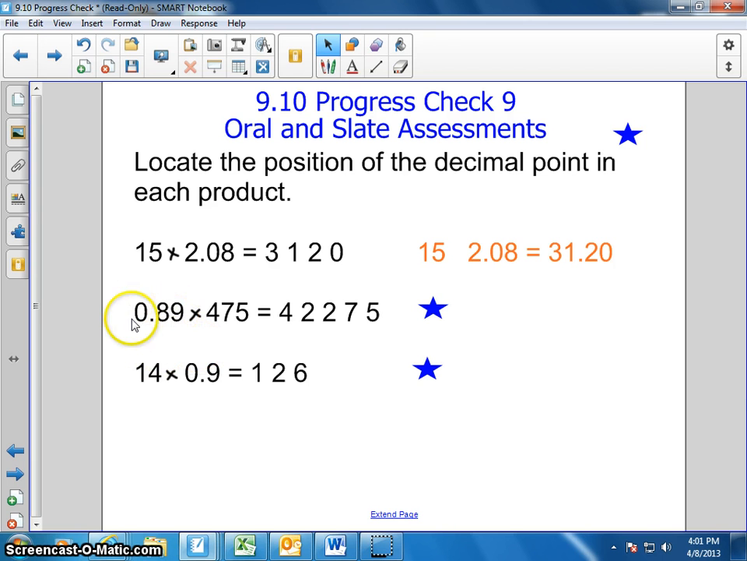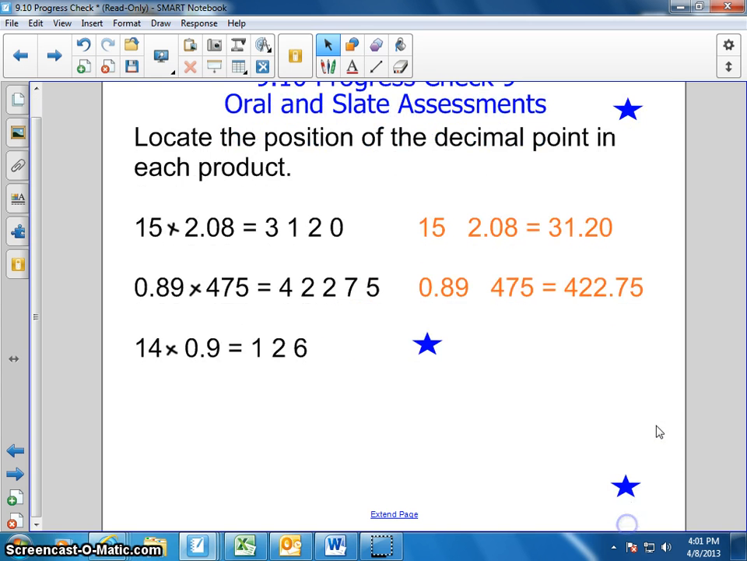And the next one, we have a number here that is less than 1. So we know that 1 times 475 would be 475. But we know this is going to be a little less because we're not quite multiplying it by 1. We're multiplying it by a number less than 1. So the correct place to put the decimal point would be right here, because this number is just a little bit less than 475. 42 would be way too little, but 4,000 wouldn't quite make sense either. So you have that there, 422.